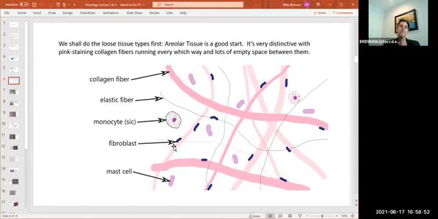Okay, then we'll find a variety of cells in here. Most commonly, we'll see these small dark staining things called fibroblasts. Fibroblasts build collagen, they create it. Mast cells and monocytes function roughly in the body's defense system, immunity.